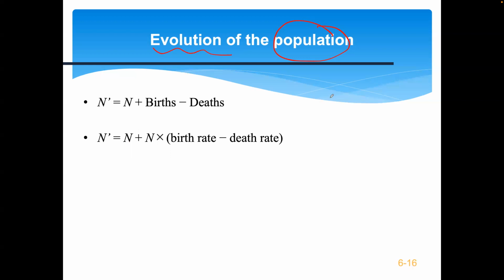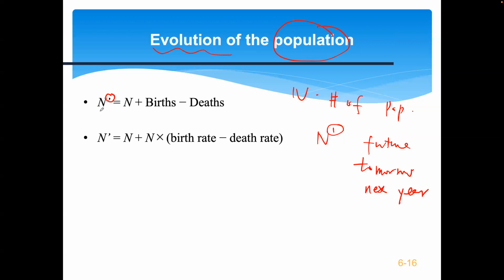We use N to denote the size of the population. And N prime here, this is a prime, this is a comma in the superscript. The prime denotes the future, or tomorrow, or to be precise, next year.